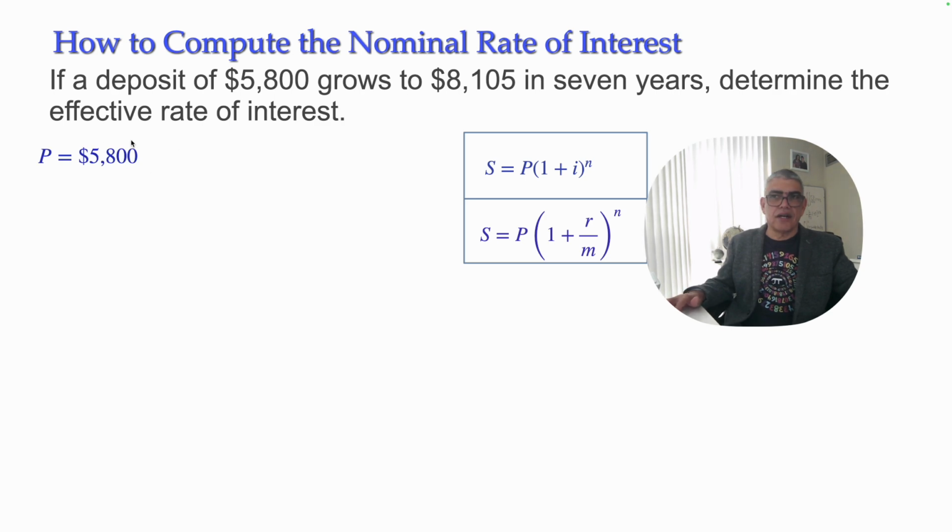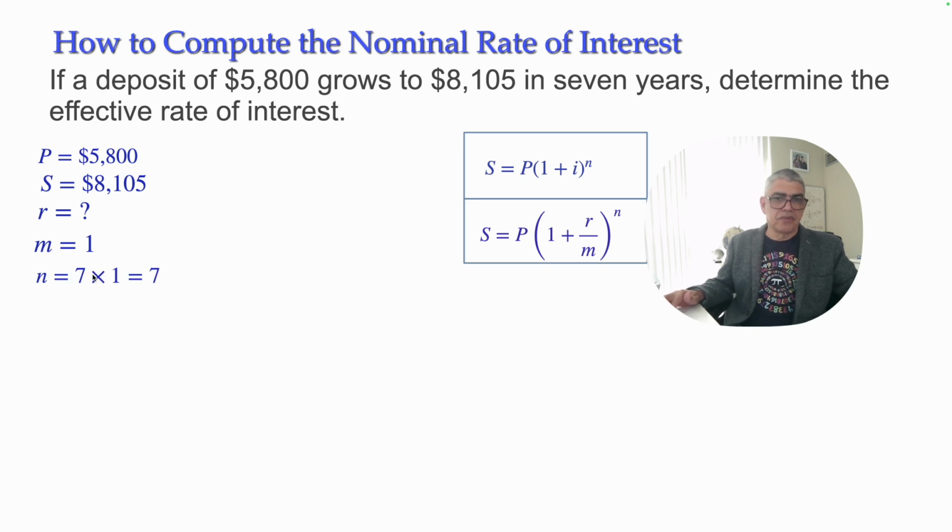Okay, so we can start with present value, that is 5,800. The future value is $8,105, and now we need to compute the nominal rate of interest, because actually the effective rate is the nominal rate of interest compounded annually. So it's the rate that gives me the rate compounded in 1 year. What is the amount of money that we receive for $100 in 1 year? So m equals 1. If somebody asks me what is the effective rate, I will be using m equals 1.